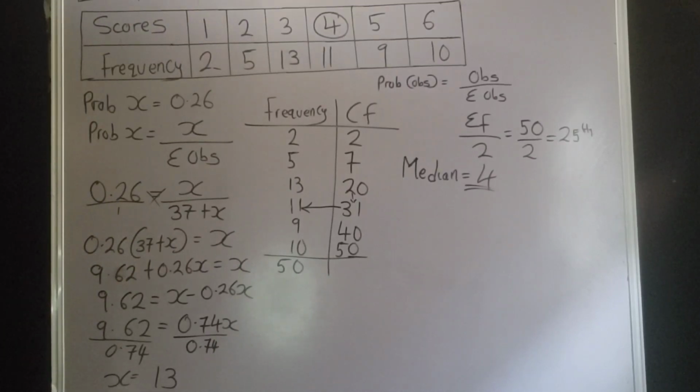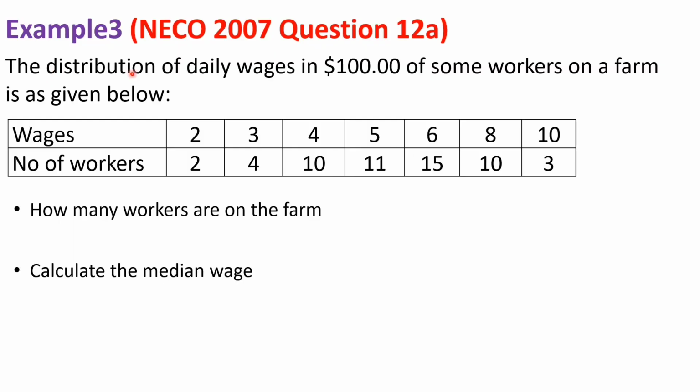Now let us proceed to example 3. The distribution of daily wages in $100 of some workers on a farm is as given below. Question 1. How many workers are on the farm? Question 2. Calculate the median wage.